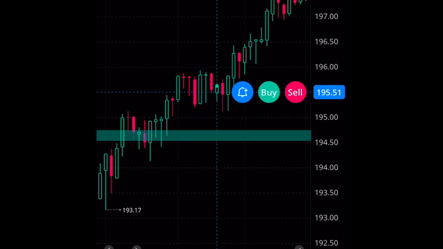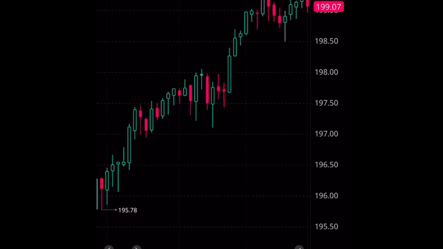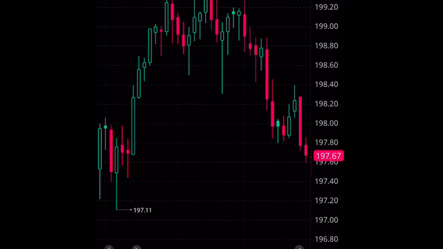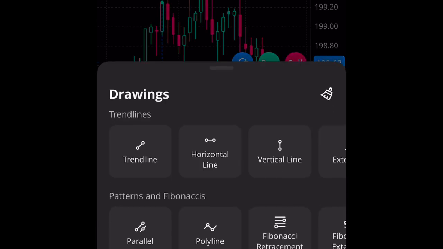We got a pullback. I would have entered right here. I have my stop loss probably down here somewhere, and I'm good. We get some pullback once, we make a higher high, we get some more pullback. After I've gotten two consecutive pullbacks like that, I would have already been looking to get out of the trade.